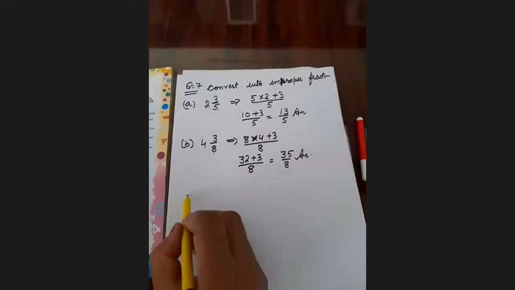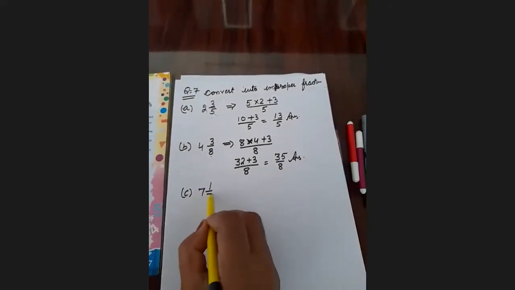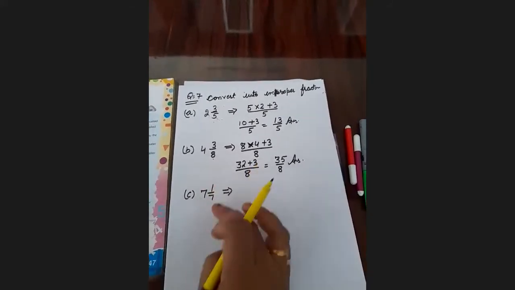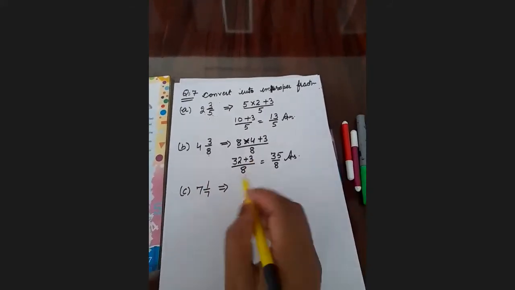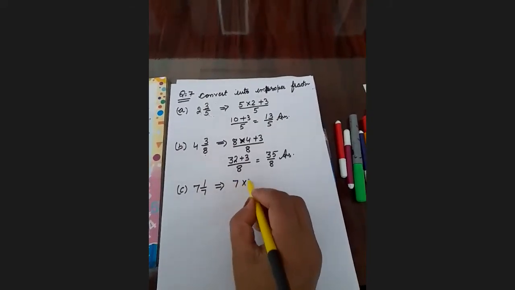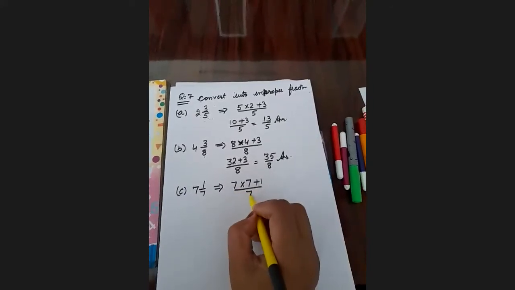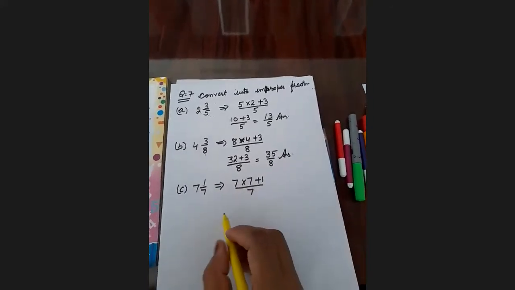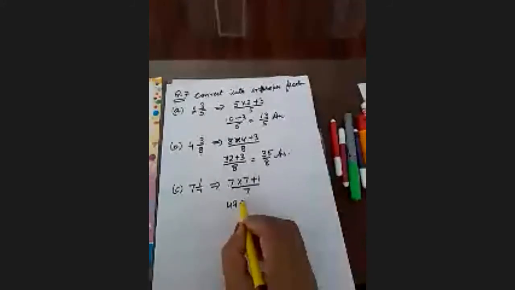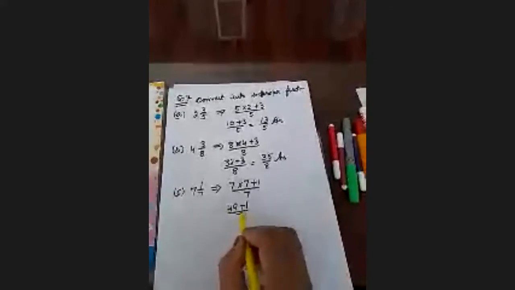Next is C part. 7, 1 upon 7. 7 sevens are 49. 7 multiplied by 7 plus 1 upon 7. 7 sevens are 49. 49 plus 1, 50.